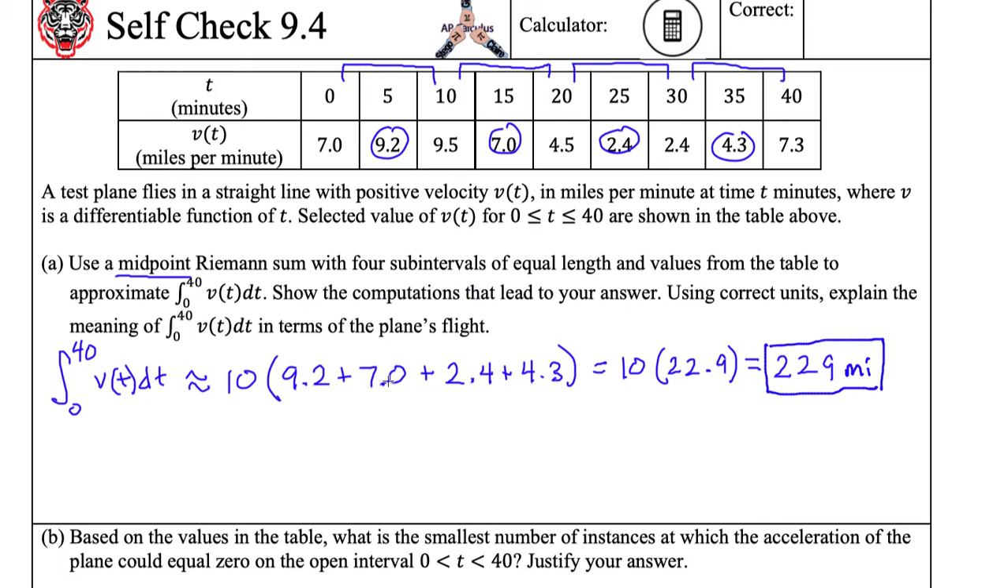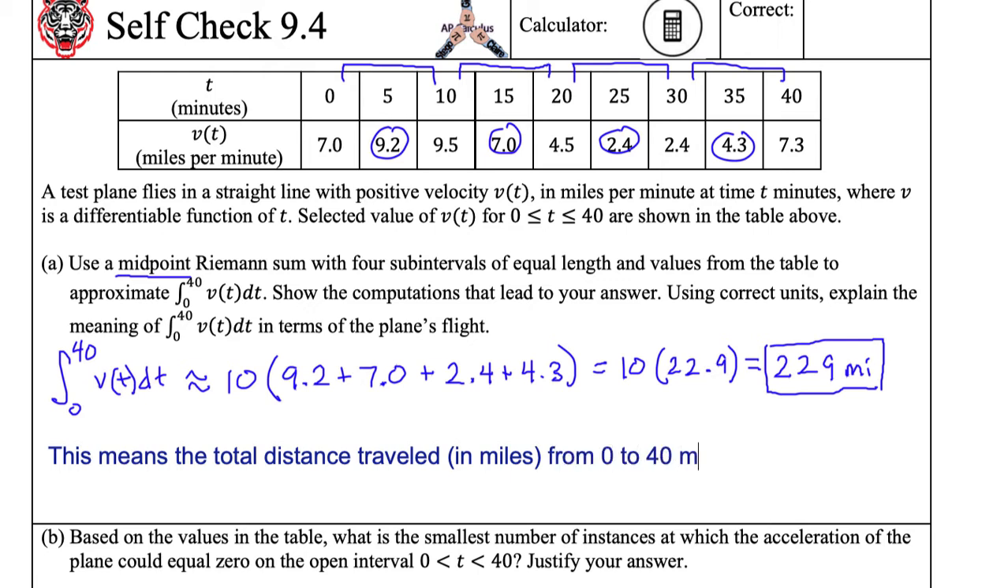Show the computations that led to your answer. We did that using correct units. Explain the meaning of this. Okay, so this is where we can say this means the total distance traveled in miles from where to where? From 0 to 40 minutes.